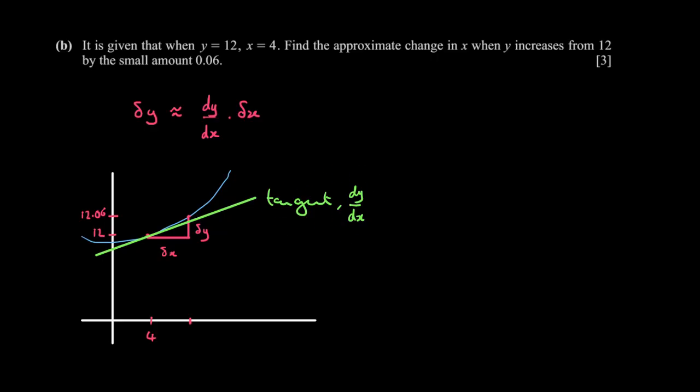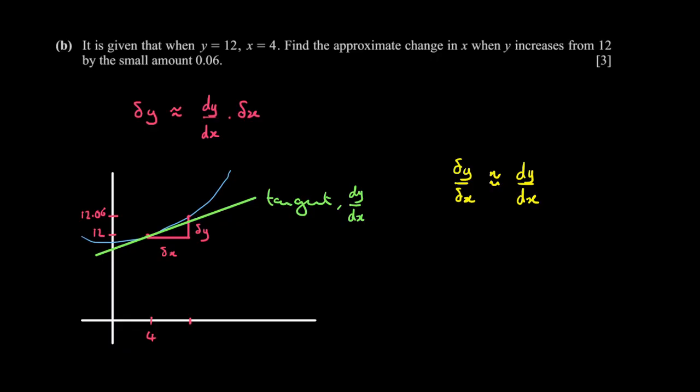So basically what we end up saying is, okay, delta y divided by delta x, the gradient between the 2 points, is roughly the same thing as the gradient of the tangent, dy dx, so long as delta x or delta y is very, very small, right? So long as the 2 points are really close together, then we can use the approximation. Okay, so that's the idea.